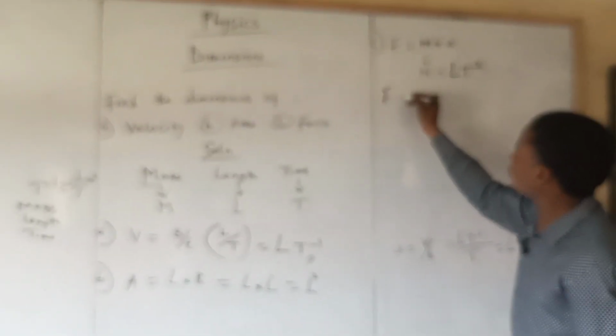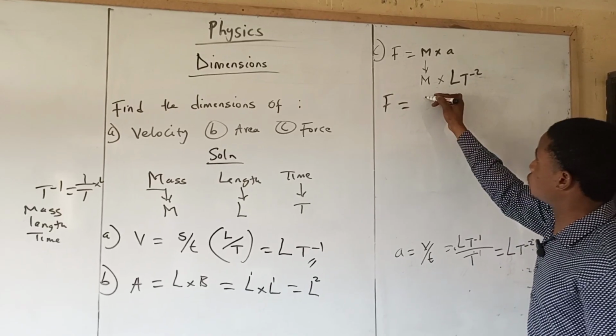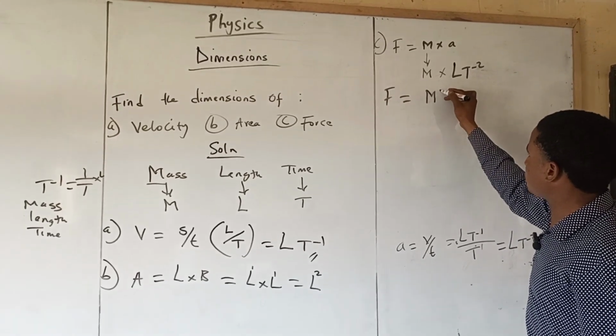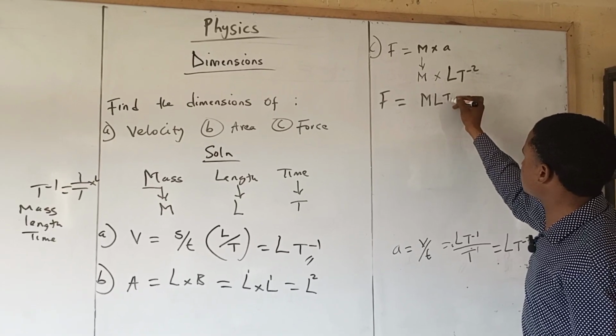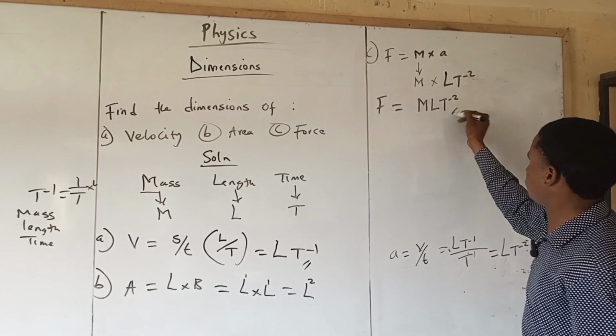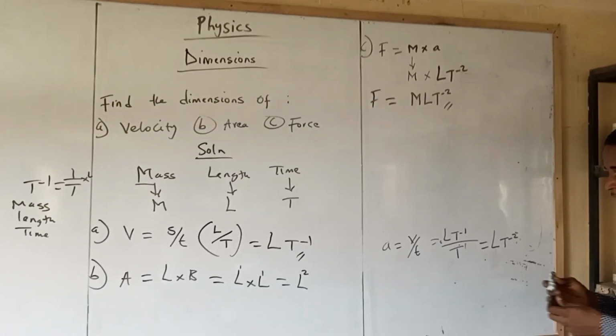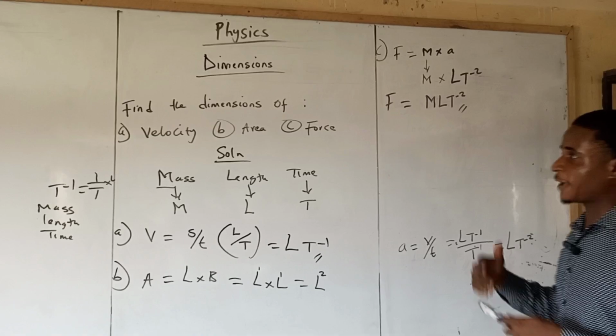So therefore, force is now equal to mass times length times time raised to the power of minus 2. So this is the simplest way and a better way to solve for the dimension of any quantity.